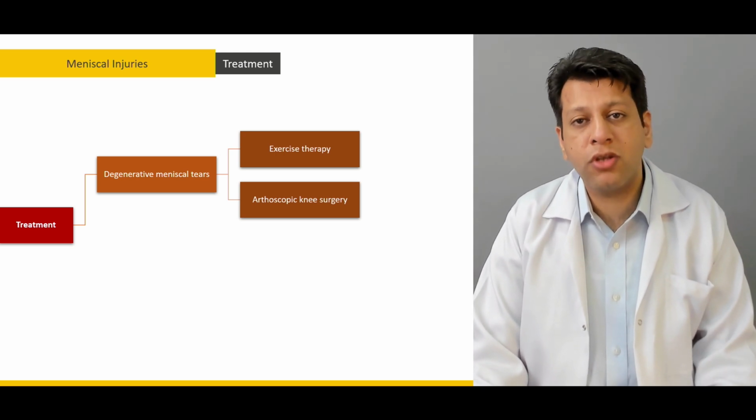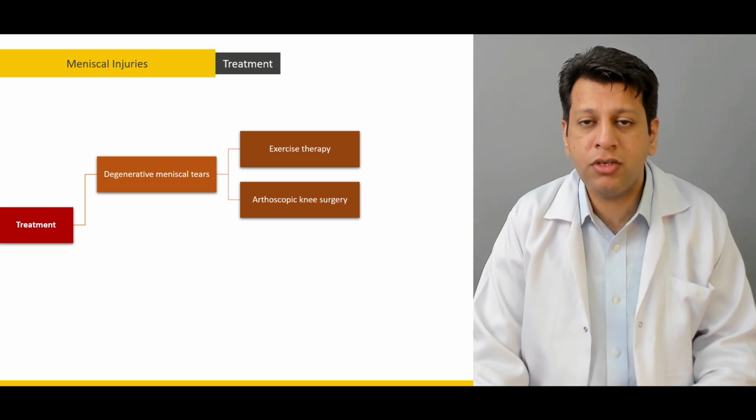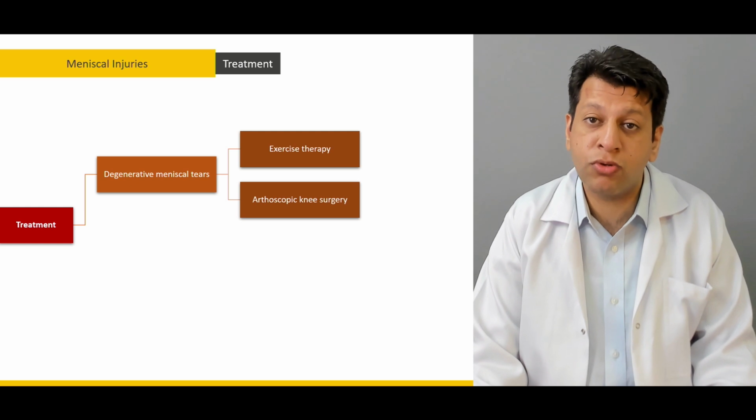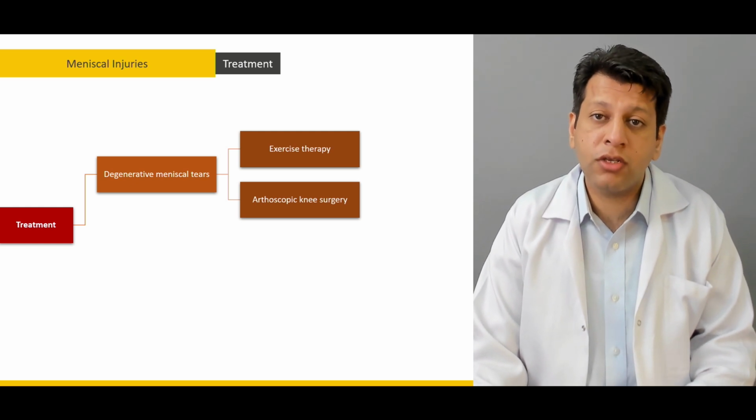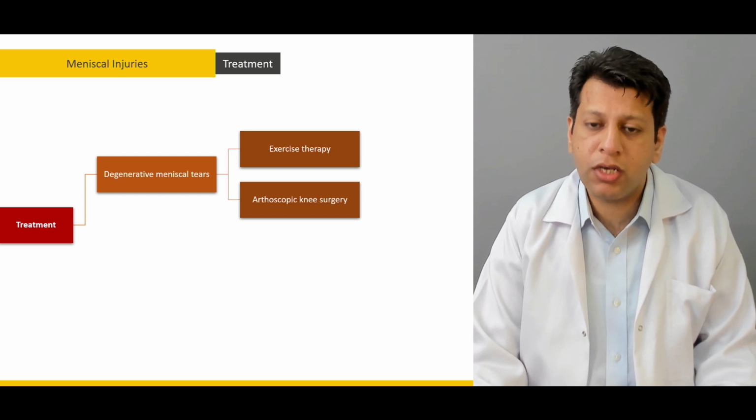But then it depends. Although it rarely happens, usually if the degenerative tear involves mainly the white zone, meniscectomy is done, but if it is involving the red-white zone or red zone, then repair can also be an option.